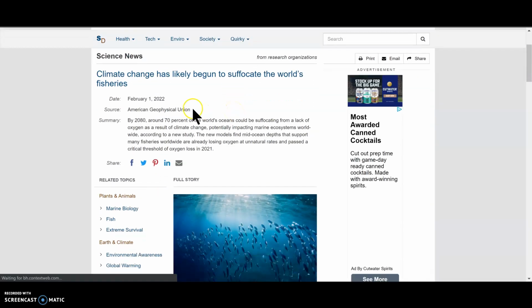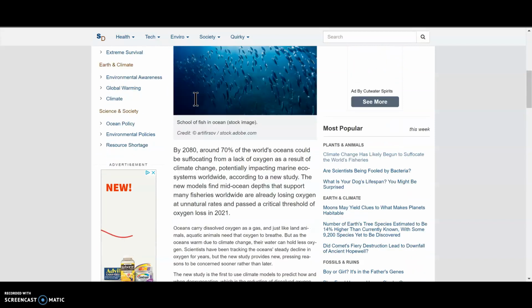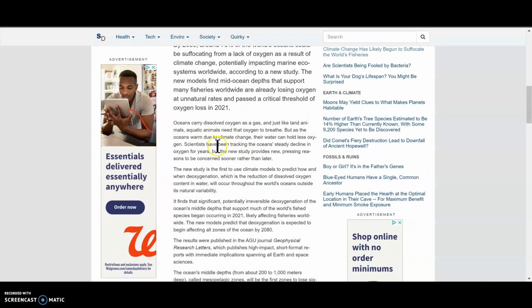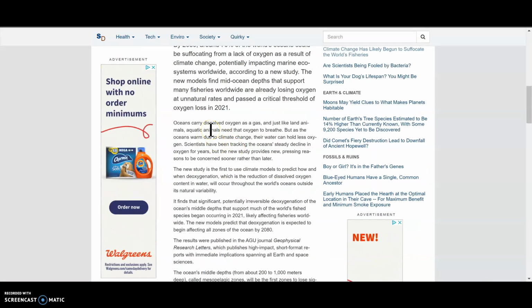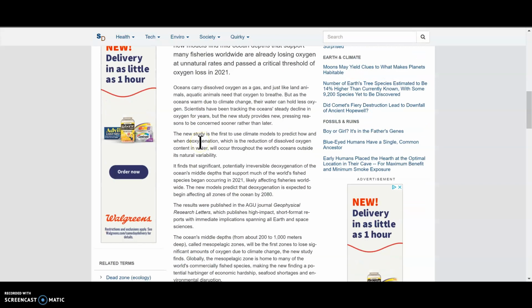So here's my science article, and they're claiming that by 2080, around 70% of the world's oceans are going to be suffocating from a lack of oxygen, and that we have actually passed the critical threshold of oxygen loss in 2021. So they are basically sounding the alarm. So let's look. We are going to be looking at how did they find this out.